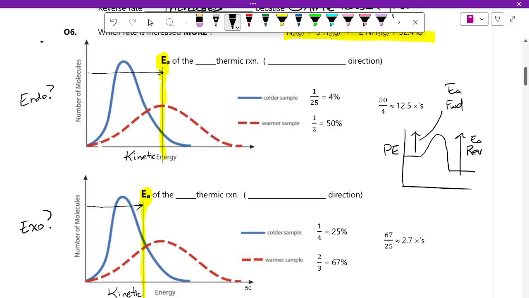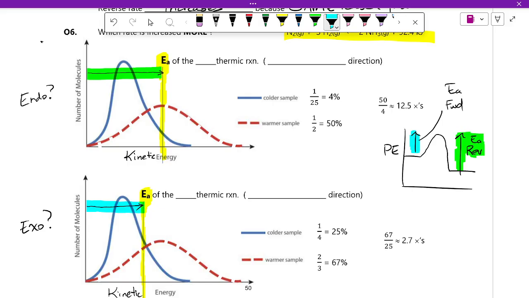No, they're not the same, right? If you look at this one, this is here. So who represents the endo and who represents the exo? Exo is number 1. We have a bigger activation energy for the reverse reaction, and we have a smaller activation energy for the forward reaction. Does that make sense?